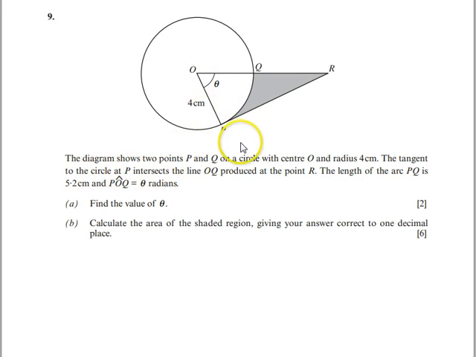The tangent of the circle at P, here it is here, intersects the line OQ at the point R. Okay, the length of the arc PQ, so this arc length around here, is 5.2, and the angle POQ is theta, which is put in the picture. The only thing that's not put in the picture is the 5.2. The first part then, find the value of theta.